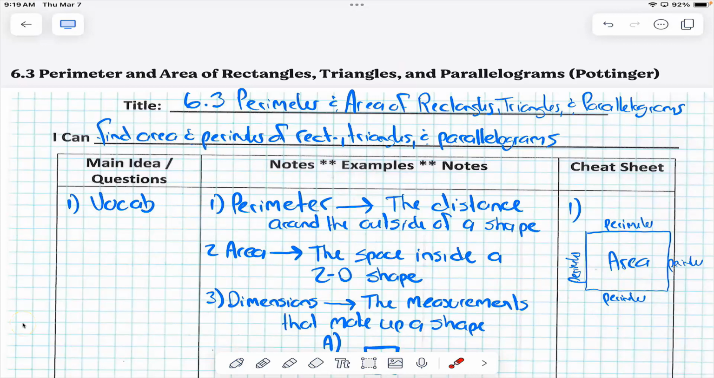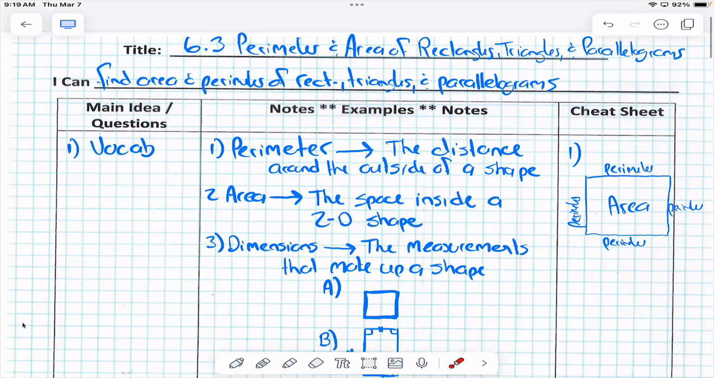Class? 6.3, perimeter and area of rectangles, triangles, and parallelograms. We okay with this? You ready? Okay, quick review then. Perimeter. Perimeter is what?